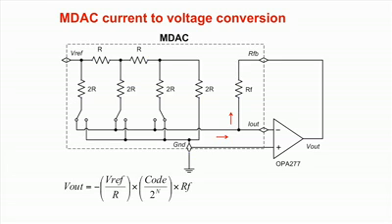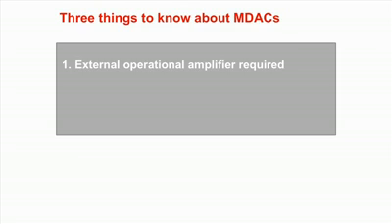So MDACs have some interesting properties. However, there are three important things about MDACs that we should keep in mind. Number one is, by architecture, MDACs are current output DACs. That means that an external op-amp is required to generate a voltage output.